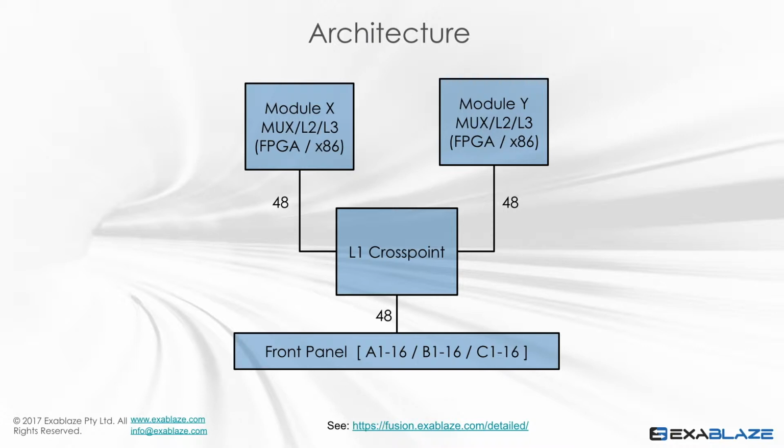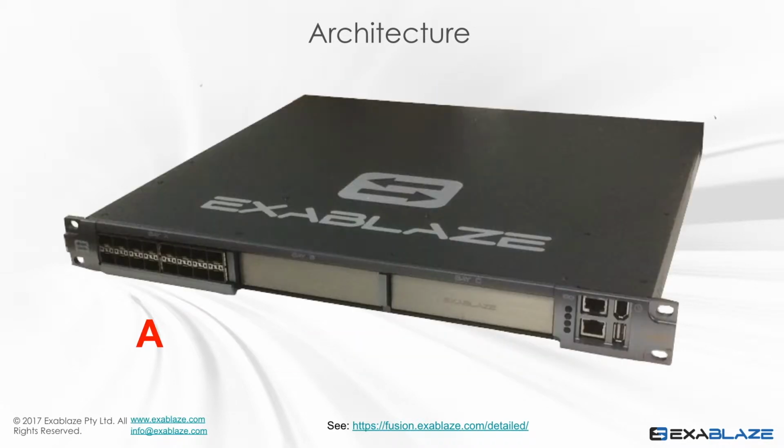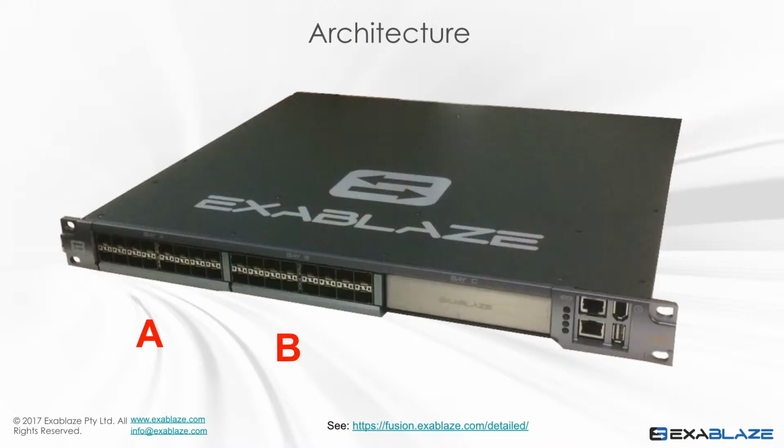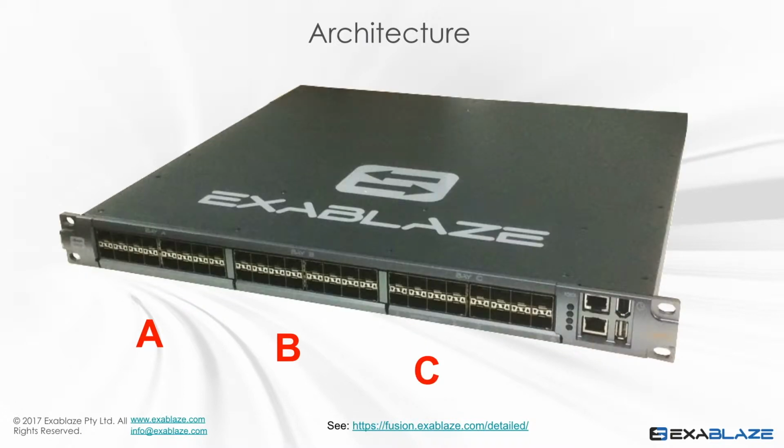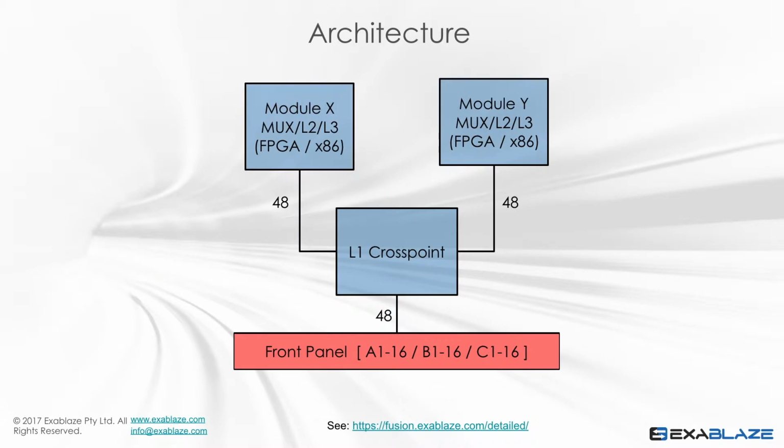Internally, the device is segmented into three major regions: the front panel, the layer 1 crosspoint, and two optional module bays. The front panel can be populated with up to 3 line cards. Each line card provides up to 16 10 gigabit per second Ethernet connections or 4 40 gigabit per second Ethernet connections. The line cards are designated A, B, and C. The device is available in 16, 32, and 48 port configurations.